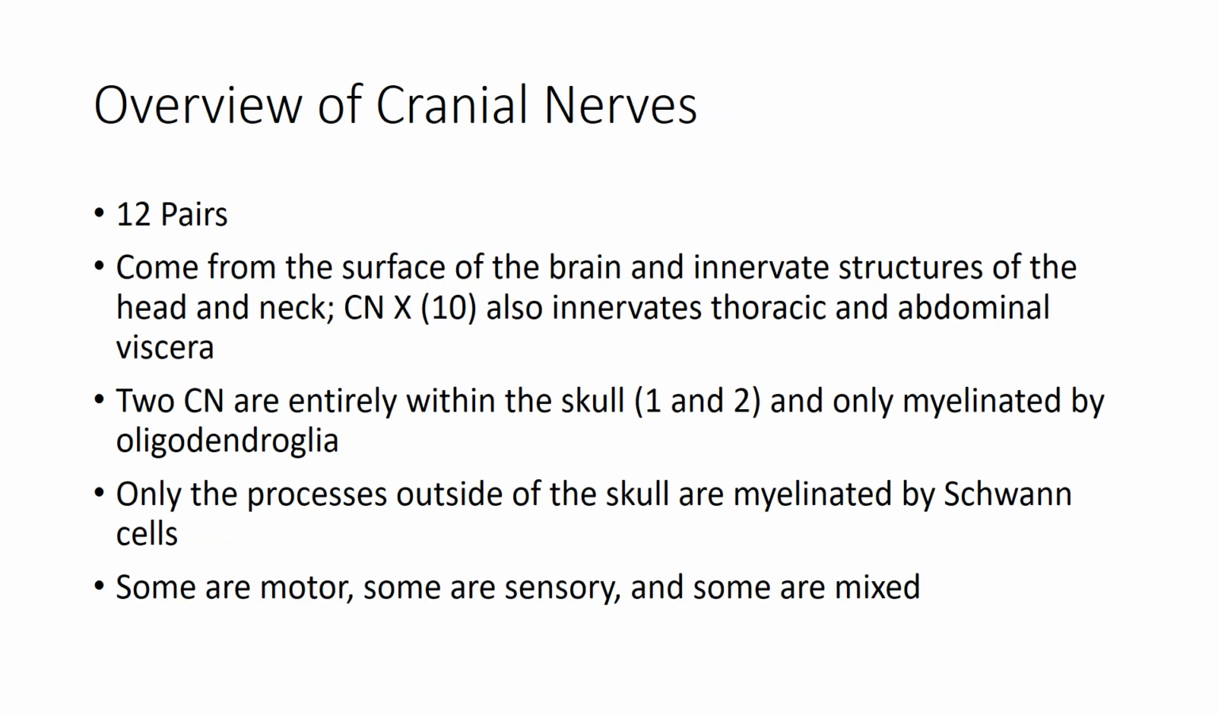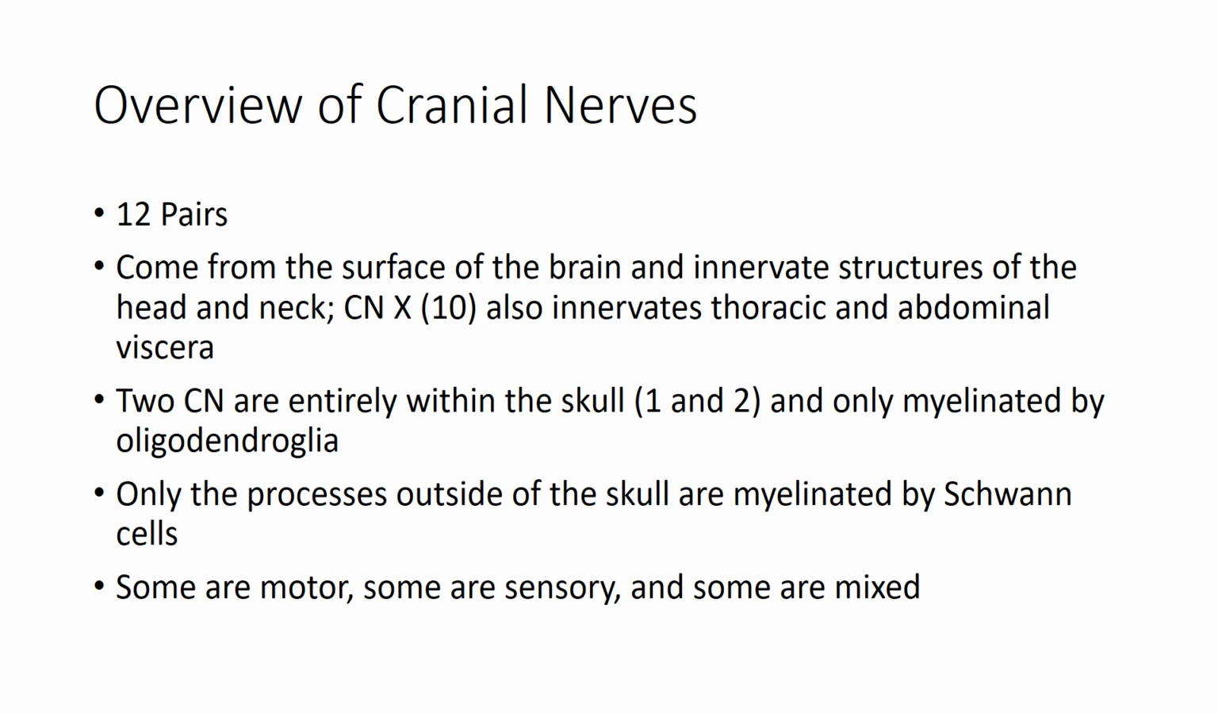As you recall, we have 12 pairs of cranial nerves, and they come from the surface of the brain, and they innervate structures of the head and neck. And then cranial nerve number 10 also innervates thoracic and abdominal viscera. We got into that a little bit when we talked about the autonomic nervous system.